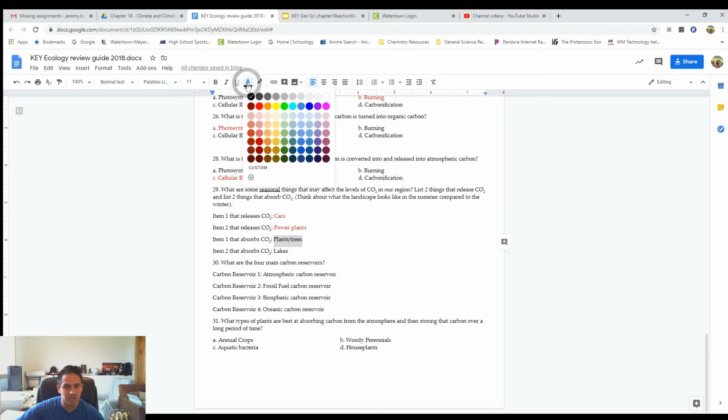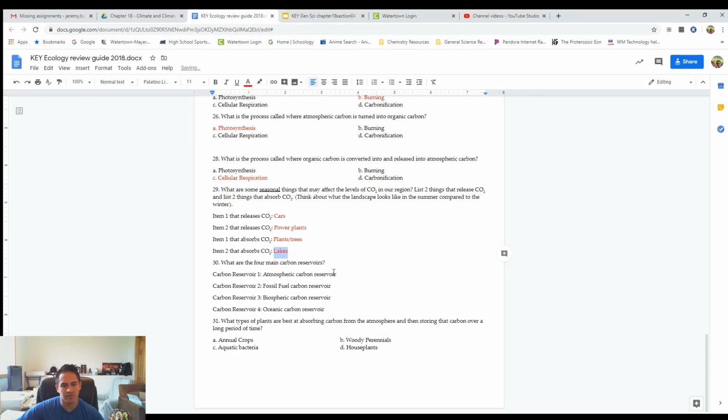All right, so the last question here, as I'm highlighting these in red, number 31, what types of plants are best at absorbing carbon from the atmosphere and then storing that carbon over a long period of time? So one, we know that the things that can pull carbon out of the air are plants, right? So it's going to be either letter A or letter B or letter D.